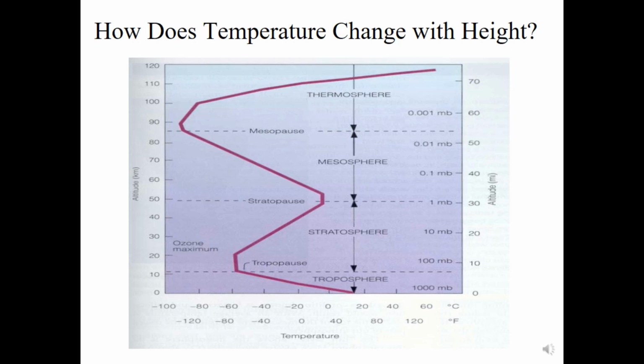And what you want to think about is that in the lower part of the atmosphere, why is the lowest part warmer? Well, the atmosphere is basically going to be warmer when it is closest to a heat source. So what is the heat source for the lower part of the atmosphere?